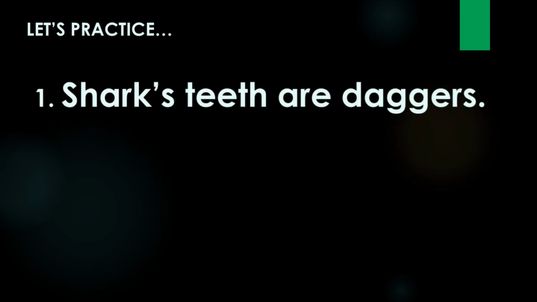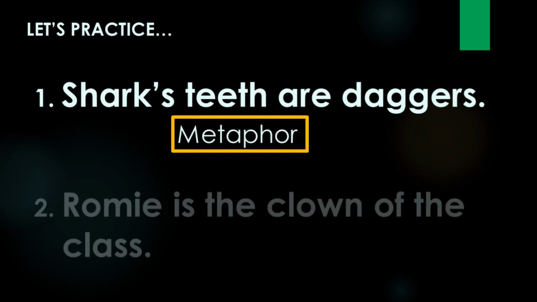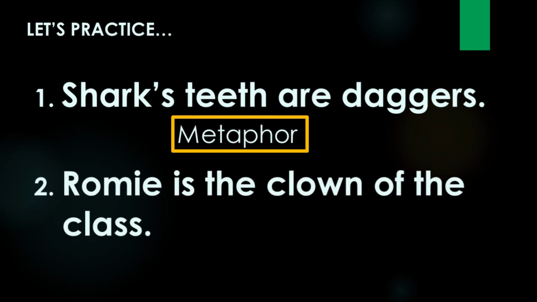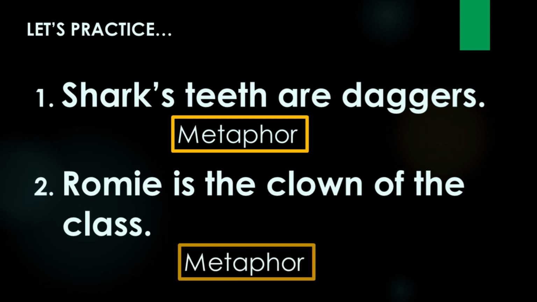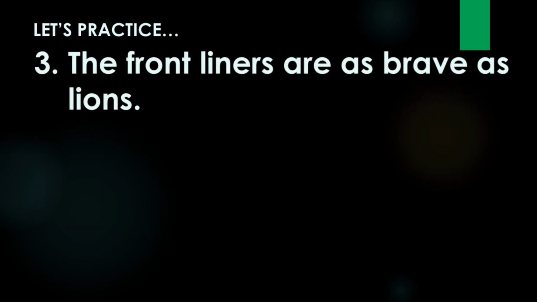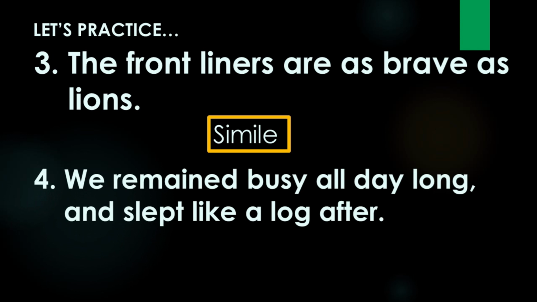For the first sentence, shark's teeth are daggers. Is it simile or metaphor? Good, it's metaphor. Second sentence, Romy is the clown of the class. Is it simile or metaphor? Correct, it's metaphor. Number 3, the frontliners are as brave as lions. Is it simile or metaphor? Good, it is simile. Number 4, we remained busy all day long and slept like a log after. Is it simile or metaphor? Correct, it's simile.